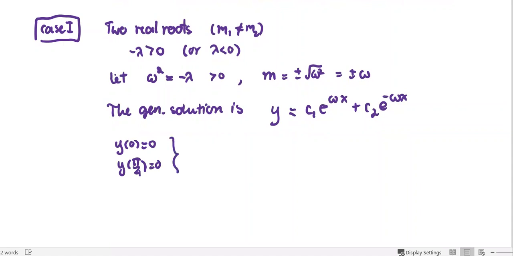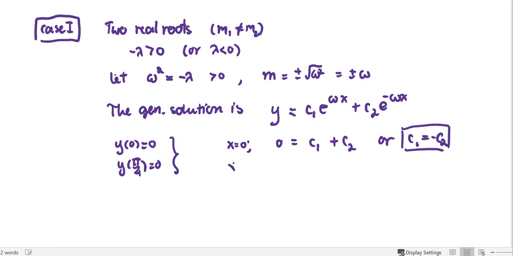Okay. And we don't have to find y prime because the conditions provided are both in terms of y at the two endpoints. So for x equals 0, we get y equals 0, e to the 0 is 1, so we have C1 plus C2 equals 0, or C1 equals negative C2. Okay, set it aside.